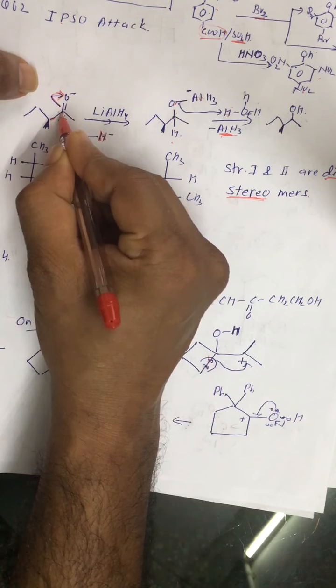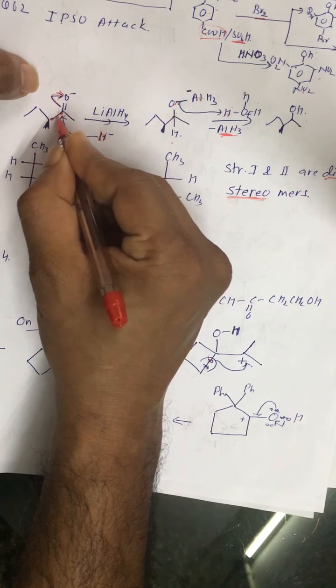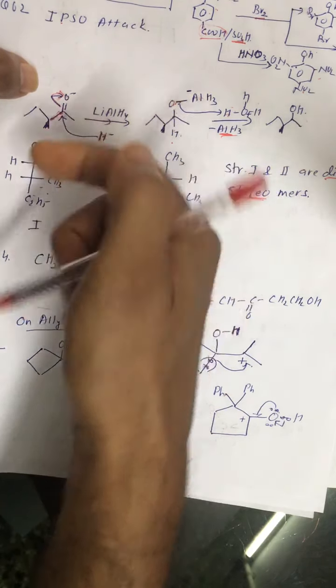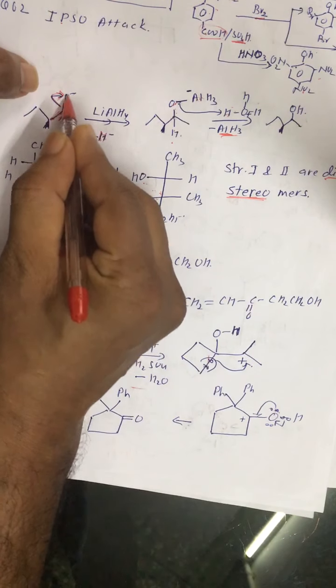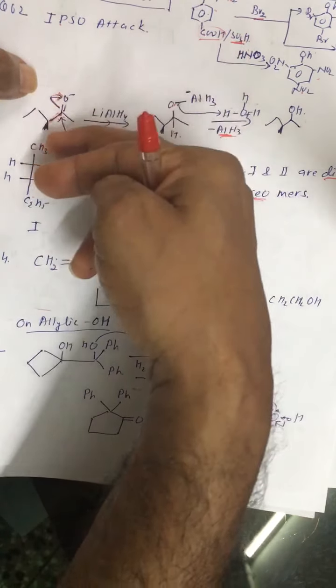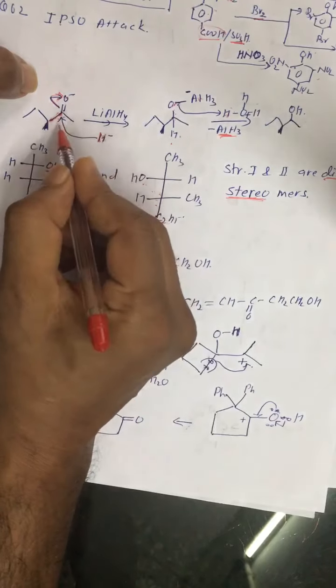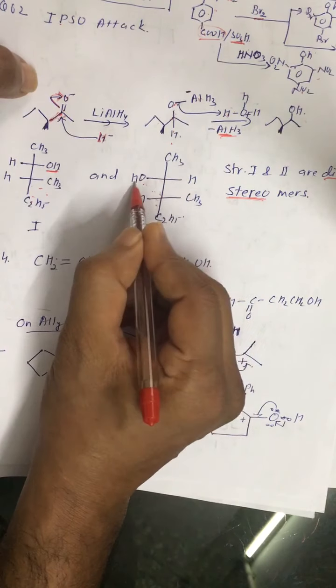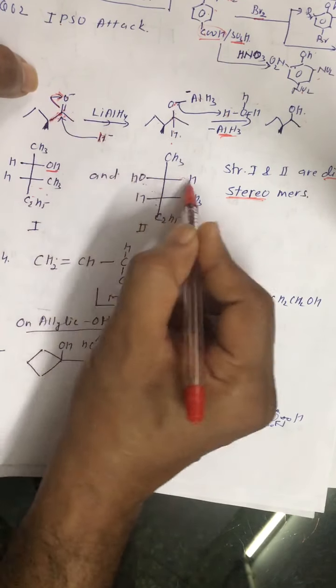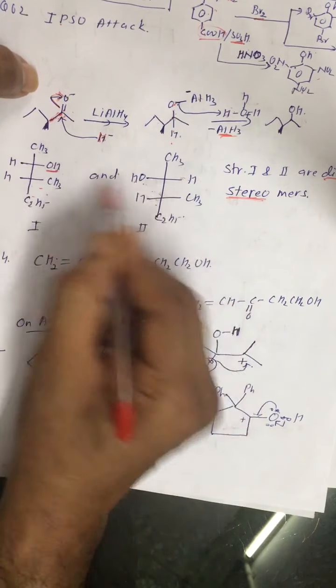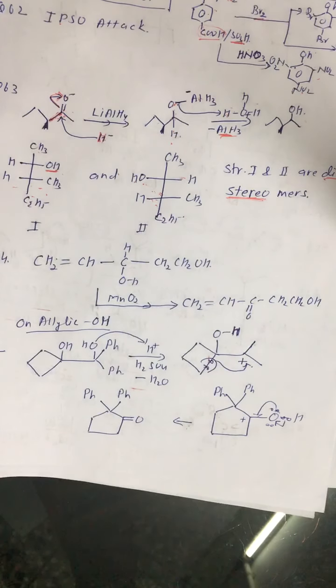There is a single bond, so free rotation is possible. So if we are drawing CO here, it can be drawn in the opposite direction. So H and OH get attacked from two opposite sides, so we get two different structures. So we get a racemic mixture. All right. Now see, look at question number 64.